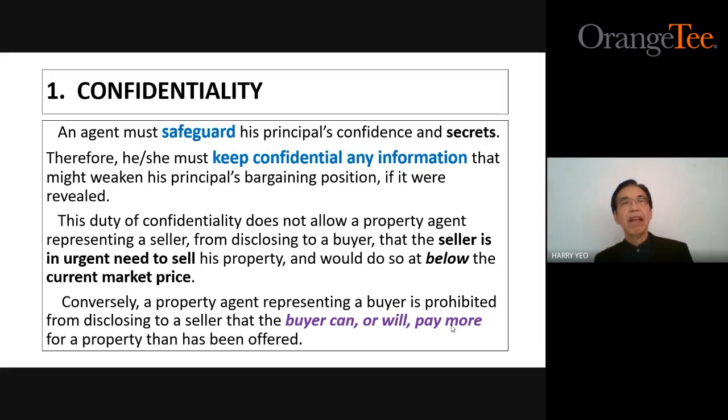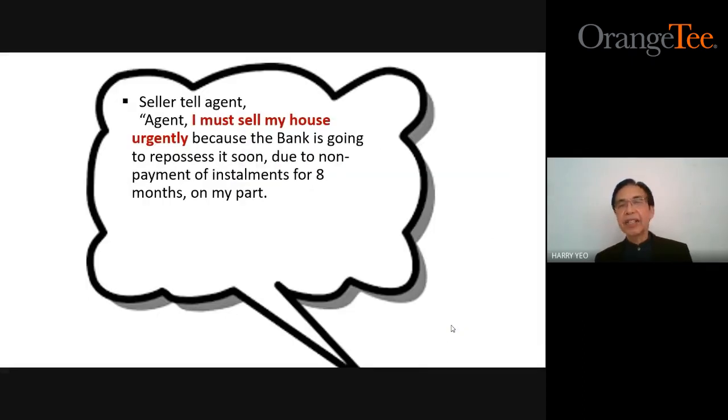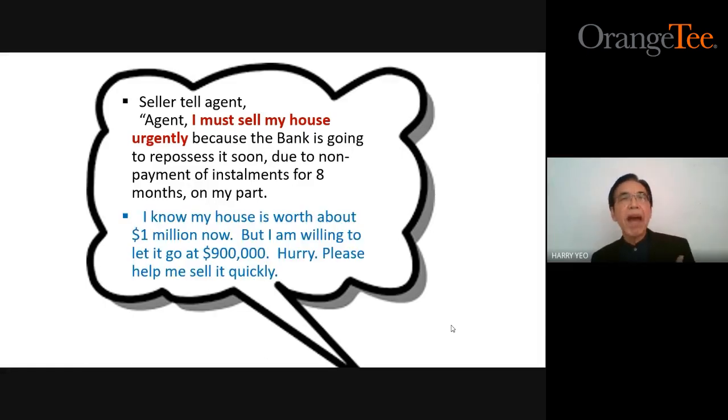For example, seller tells agent, I must sell my house urgently because I owe the bank many months of installment. The bank is going to repossess it. I know my house is worth $1 million. Actually, I'm willing to let go at 900,000. Please help me to sell quickly.